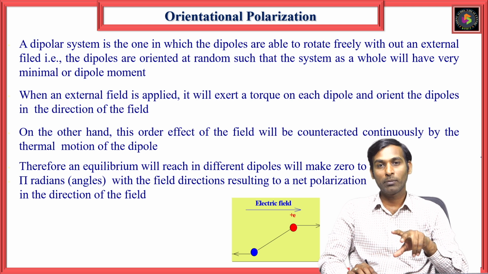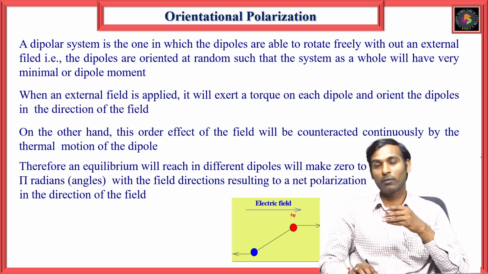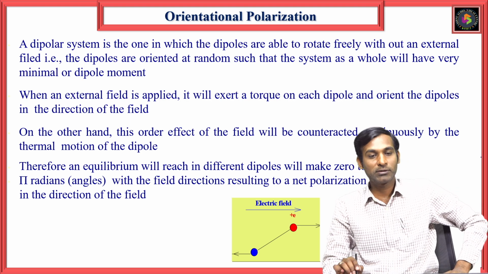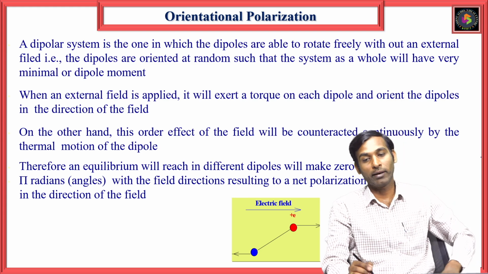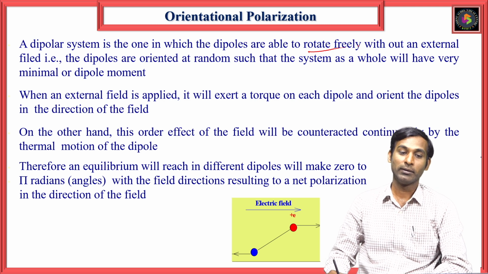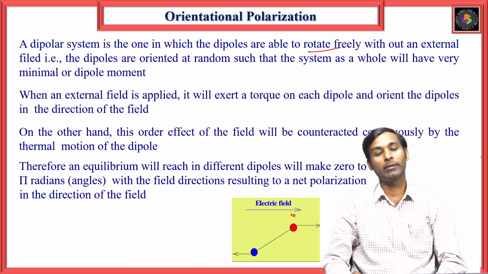If it is a permanent dipole moment, next what is its content? Will the orientation be changed or not? A dipolar system is one in which the dipoles are able to rotate freely without an external field. The dipoles are oriented at random, such that the system as a whole will have a very minimal dipole moment.